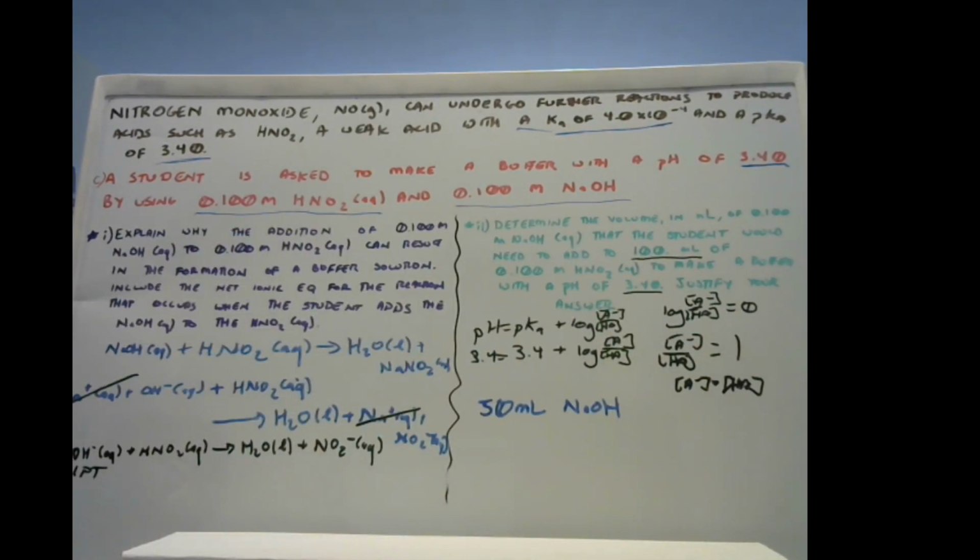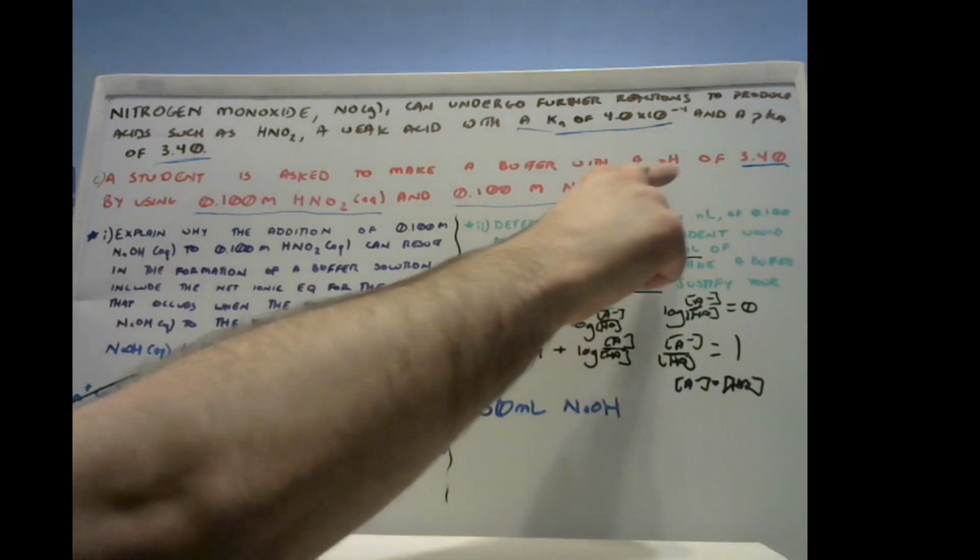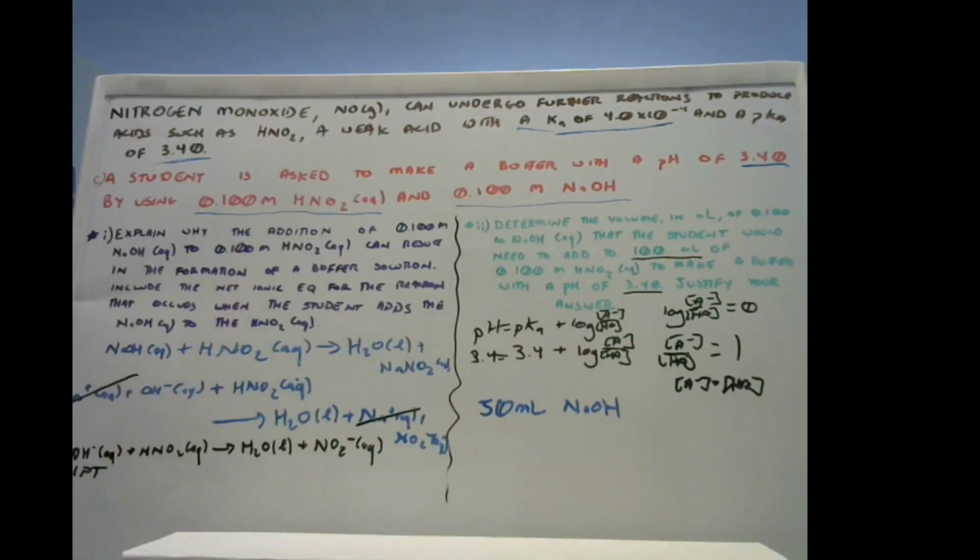Let's go a little more in depth. The student should add 50 milliliters of 0.1 molar NaOH. Why? Because that will neutralize exactly half of the nitrous acid. How do we know that? Because they're both the same molarity, 0.1 and 0.1. So half of the NaOH will neutralize half of the nitrous acid.